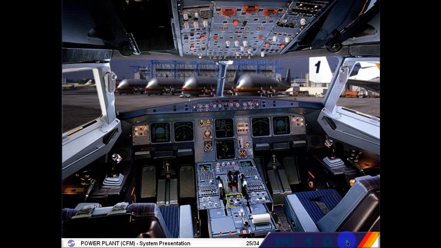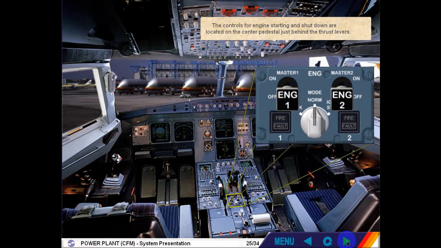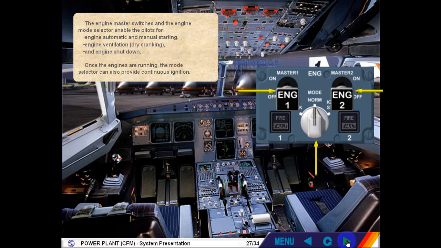The controls for engine starting and shutdown are located on the center pedestal, just behind the thrust levers. The engine master switches and the engine mode selector enable the pilots for engine automatic and manual starting, engine ventilation, dry cranking, and engine shutdown. Once the engines are running, the mode selector can also provide continuous ignition.